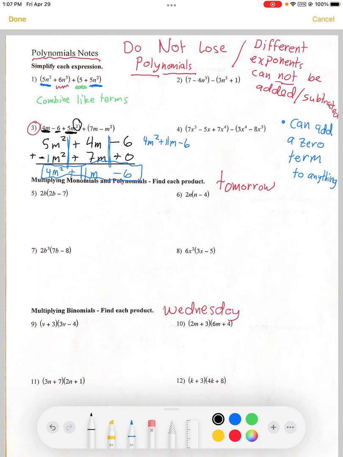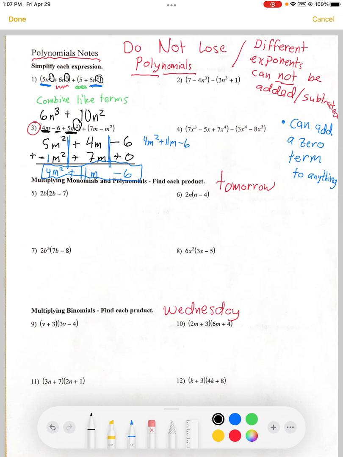Let's start with the highest degree first. That'll be the 3. That's the highest degree, the highest number. So we can start there. 6n cubed. That has nothing with anything else, so it's not going to change. Plus, now we'll go to the next highest degree. 5n squared. Oh, we have 2 of those, so we add those together. So that will become 10n squared.